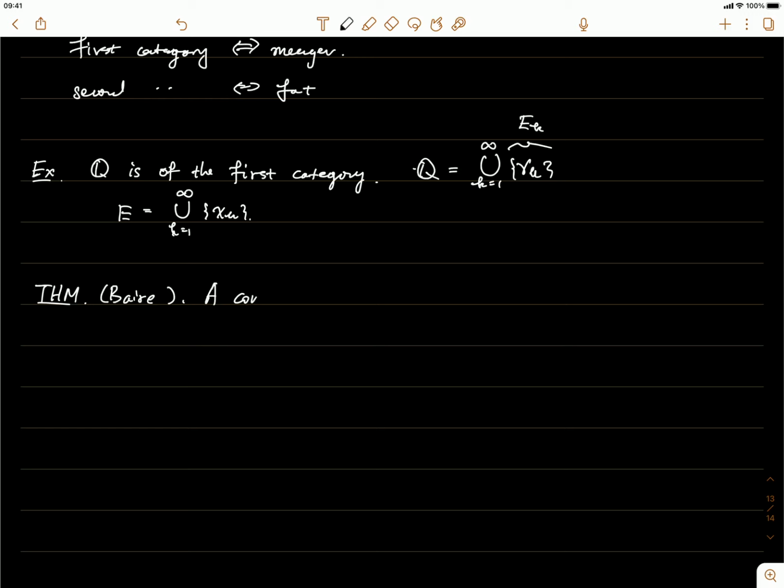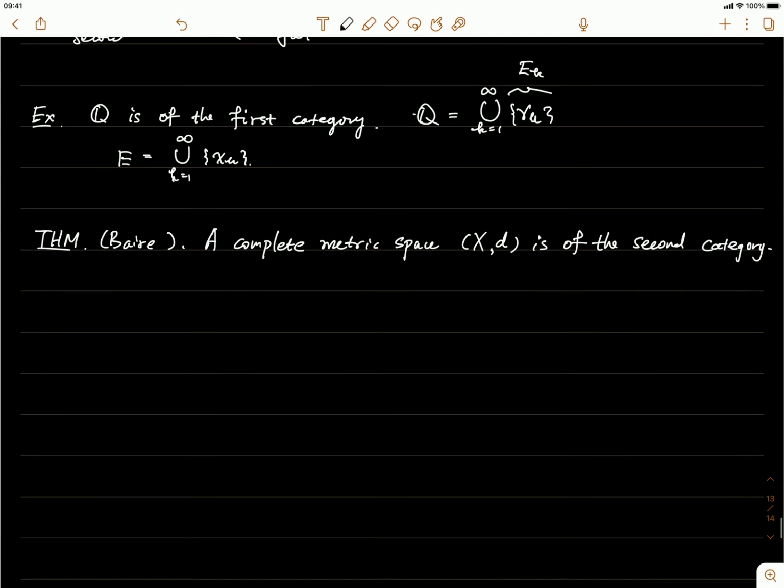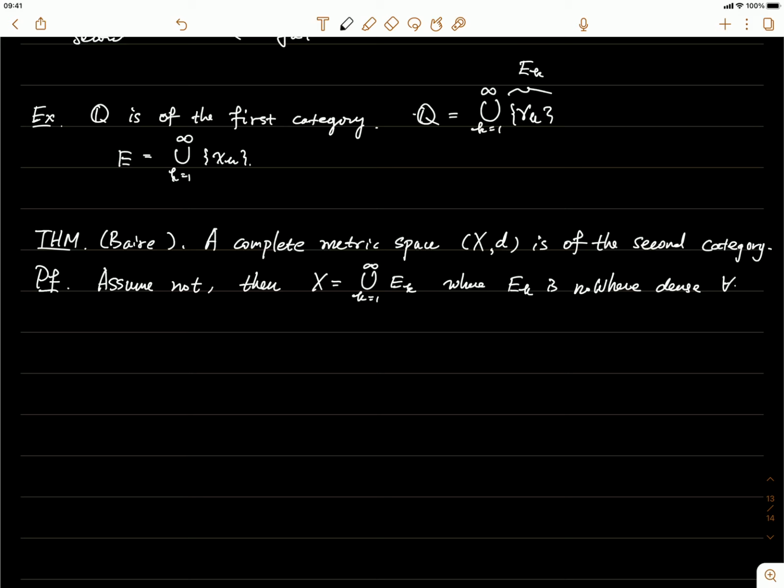It says that any complete metric space must be of the second category. Okay, let's see why this is true. Let's prove this by contradiction. If not, then we must be able to write the metric space X as a countable union of nowhere dense sets, since it will be of the first category. E_k is nowhere dense for any k.